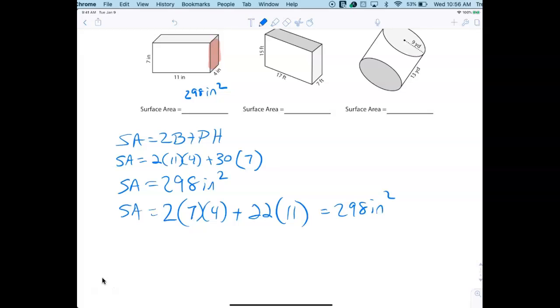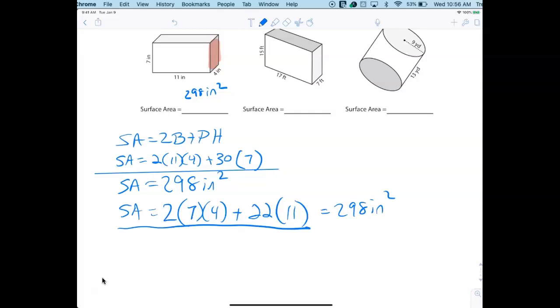Does it matter what the base is? That's what we're just talking about. What did we just conclude? That it doesn't matter. We did it 2 different ways. Here is one formula with the base being 11 and 4. Here is the other formula with the base being 7 and 4. It's the same answer. All right? You good on that?